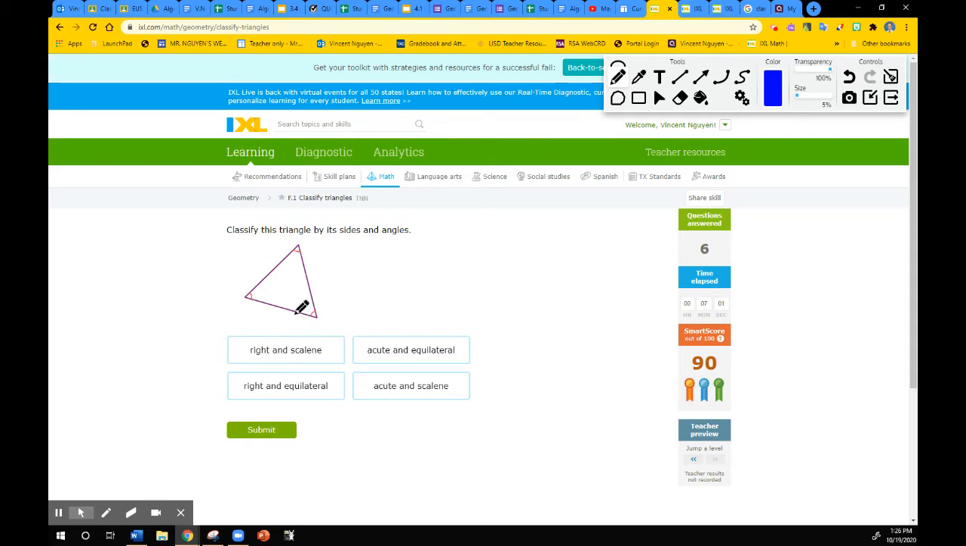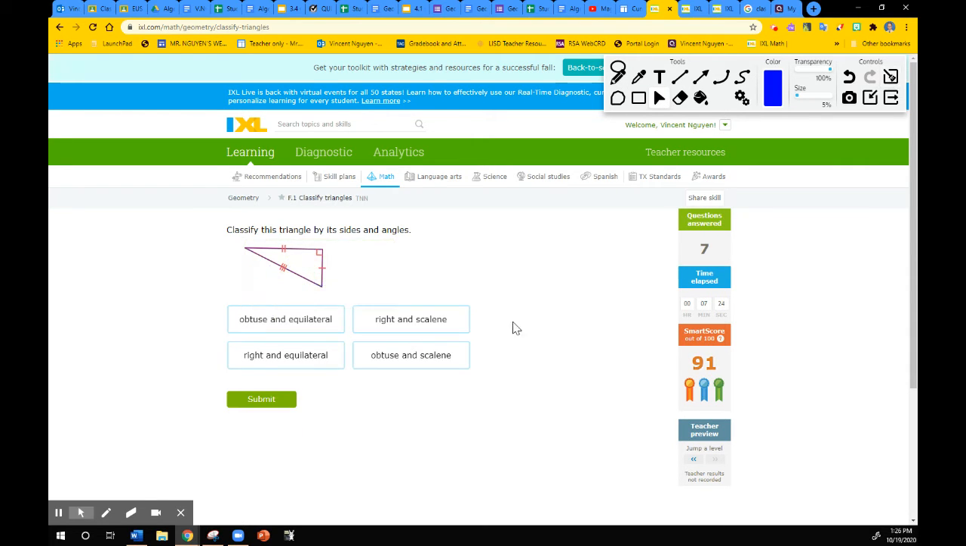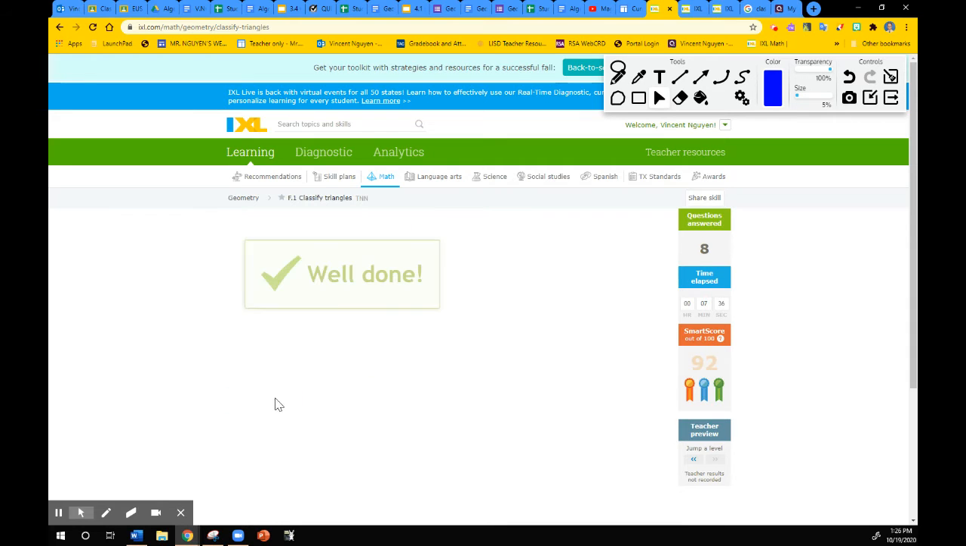Well, notice all the angles are equal. That means this is 60, that's 60, 60. So this is what we call equiangular, right? But it is acute because it's 60 degrees, and all three sides are the same. So it is acute equilateral. All right. Submit. This one is a right triangle and all three sides are different. So we say right scalene. Okay. Right scalene. Where is it? Right here.